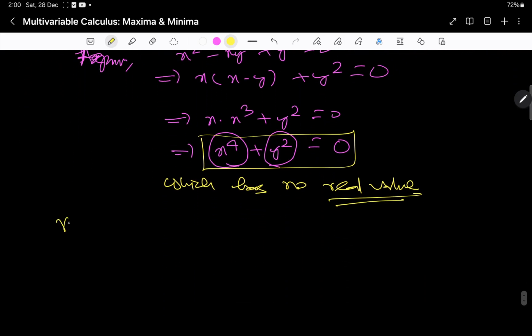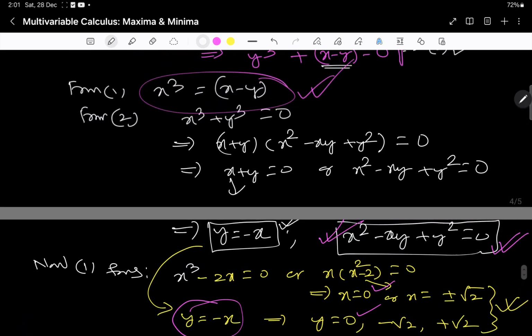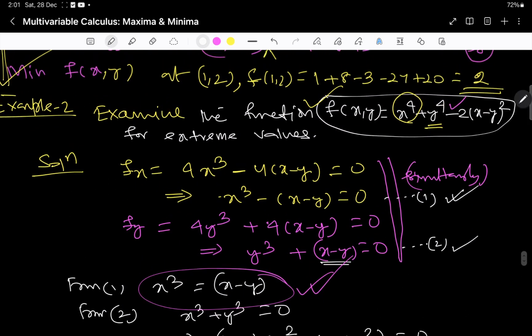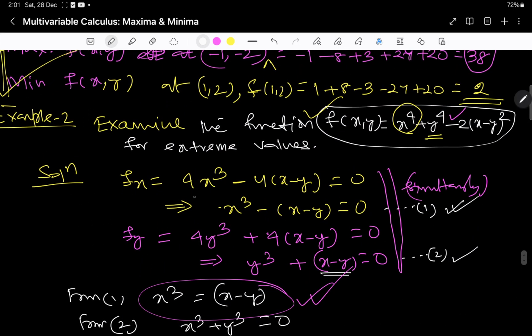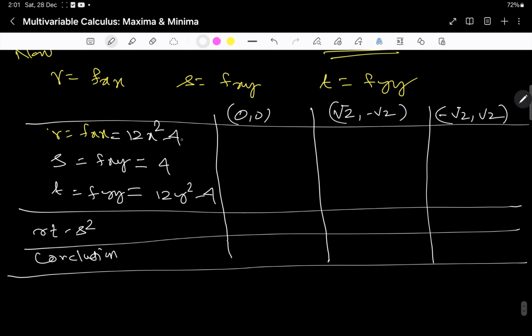Now what is my r? Now my r is equal to fxx, s is equal to my fxy, and t is equal to my fyy, and we will tabulate them now. So now we have the second derivative of this. If we find the fxx, it will be 12x square minus 4. Accordingly, I have written here fxx, fxy and fyy.